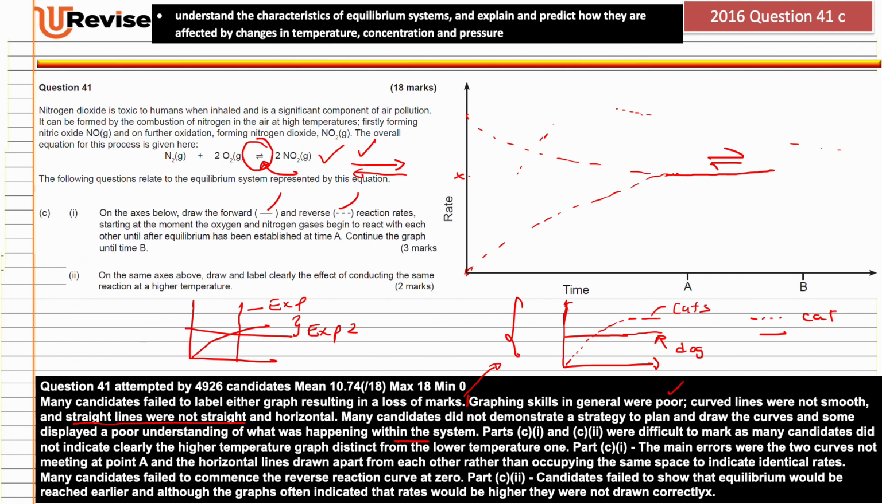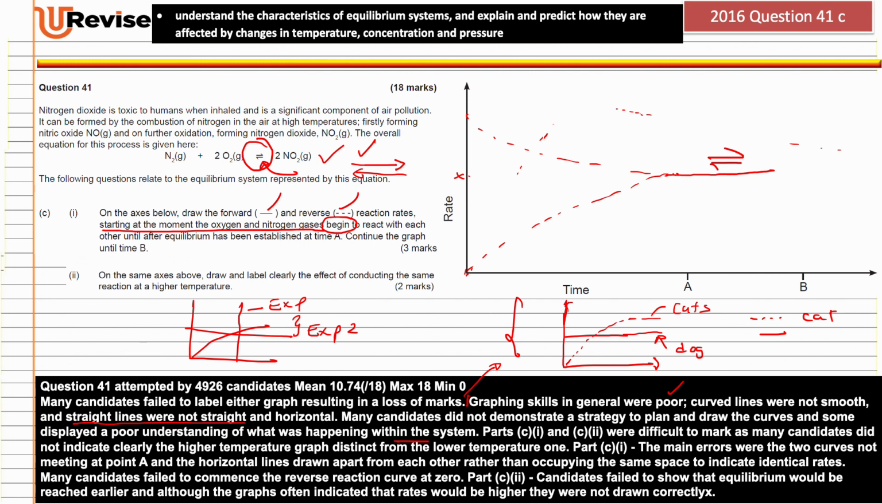Let's look at the next part. Many candidates failed to commence the reverse reaction at 0. Where is the information in the question telling us to commence this at 0? It's here. It's implied in the question. Reaction rate starting on the axis below. Draw the forward and reverse rates, right? Starting at the moment when oxygen and nitrogen begin to react. So this implies that there was no nitrogen dioxide, and nitrogen dioxide was only produced after nitrogen and oxygen began to react.